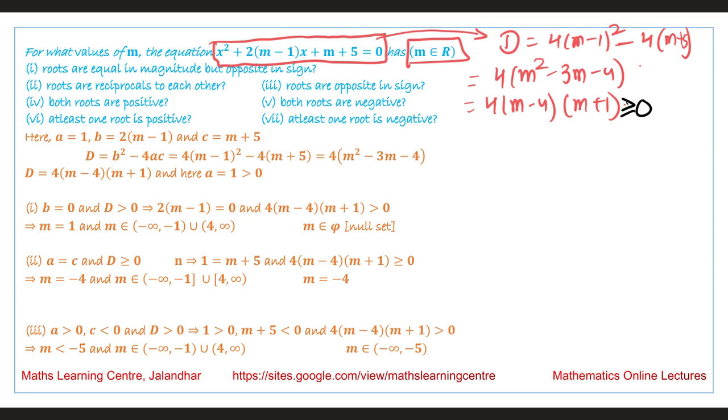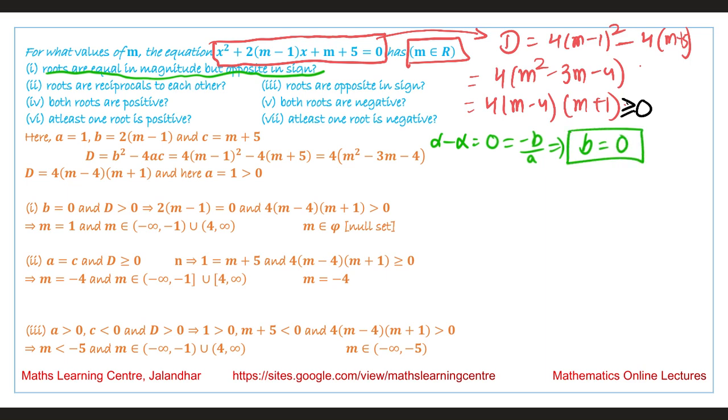First part is that the roots are equal in magnitude but opposite in sign. So we know that if the roots are equal in magnitude and opposite in sign, then the sum of the roots is 0, that is minus b by a is 0. So this implies that the value of b is 0. If b is 0 and D is greater than 0, this equality sign should not be there. So we will have two conditions now. First, b is equal to 0, meaning 2(m minus 1) is 0, and second, 4 into (m minus 4) into (m plus 1) is greater than 0.